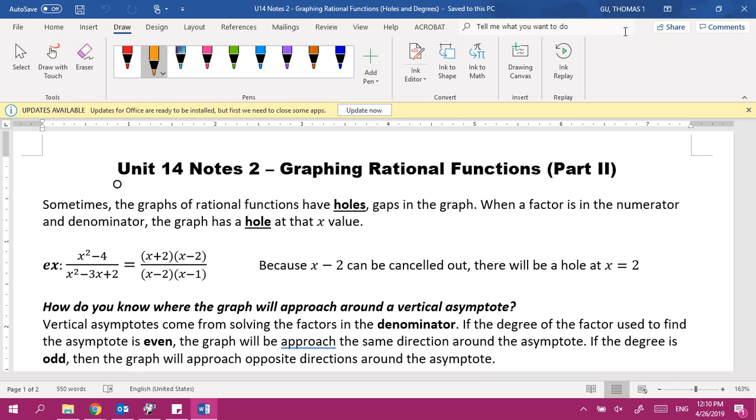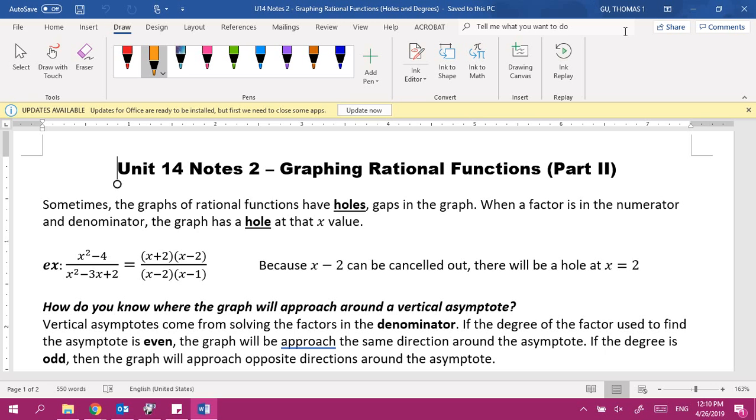And how can you tell when it's going to have a hole in the graph? That is when a factor is in the numerator and denominator, the graph is going to have a hole right there. So if you look at this example, x squared minus 4 over x squared minus 3x plus 2, if you factor out each of these polynomials, it factors out to x plus 2 times x minus 2 over x minus 2 times x minus 1.